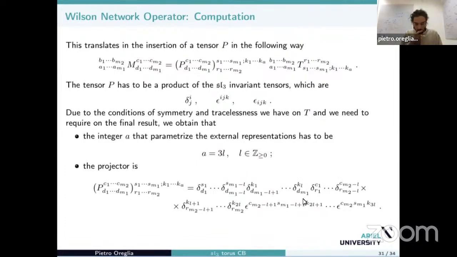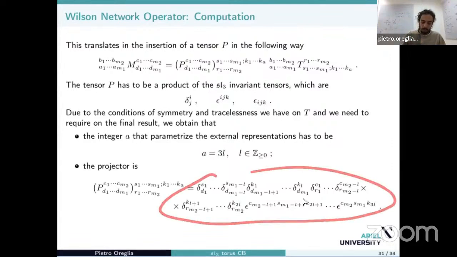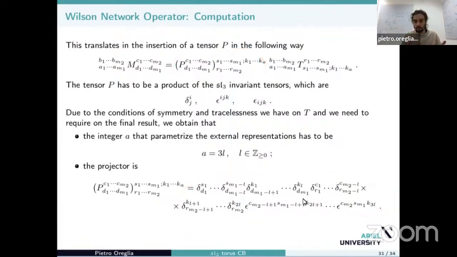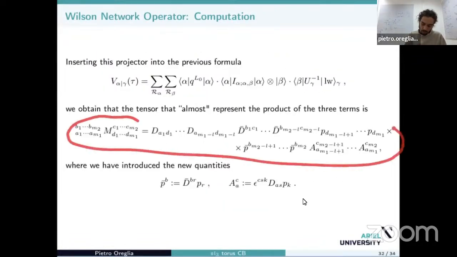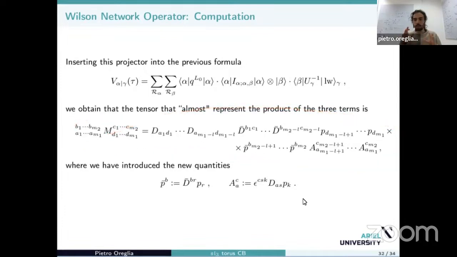So now we can put everything together. We can put this explicit expression over here and find the explicit expression of the tensor M here. We do this and we obtain this. I mean, it's a lot of symbols, but it's kind of algebra and nothing more.